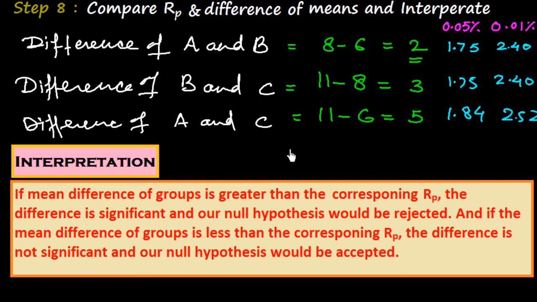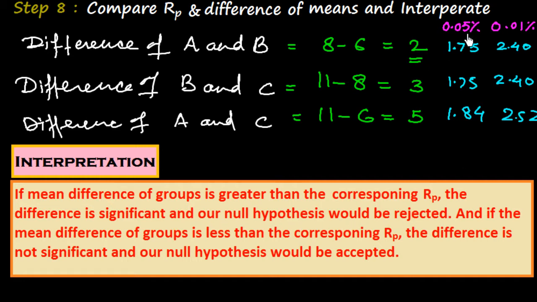Now how do we interpret this? So I explain to you. If the mean difference of the groups is greater than the corresponding RP, then there is a significant difference. The difference is significant and our null hypothesis would be rejected.